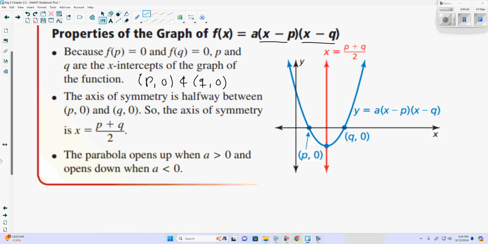Our axis of symmetry is halfway between, so the axis of symmetry is given to us by the equation x equals p plus q over 2. And even though it doesn't have it written here, the vertex is the point p plus q over 2, comma f of p plus q over 2.